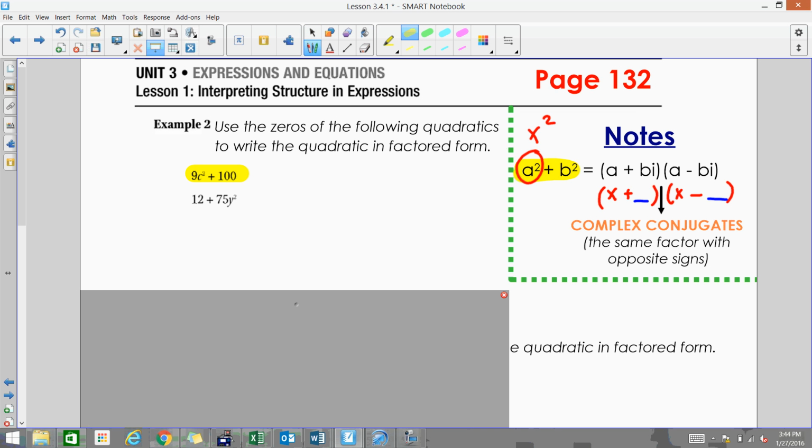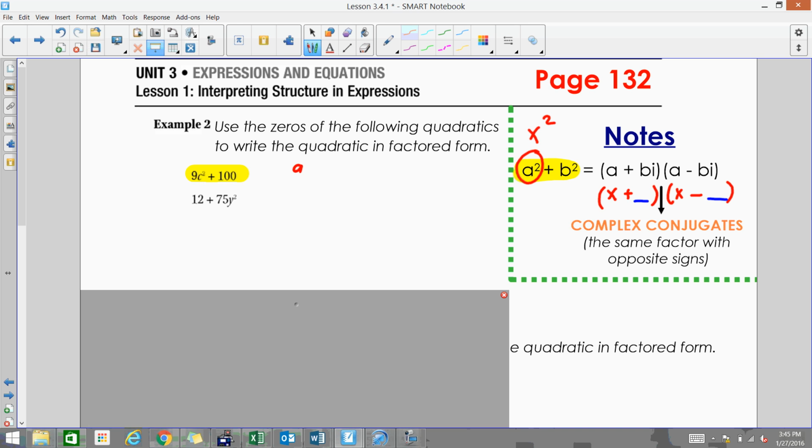We're going to start with 9c squared plus 100. So what we're going to do is use zeros of the following quadratics to write the quadratics in factor form. So we're not going to follow directions of what it says there. Same with your homework. We are going to rewrite this using zeros. So we first need to find our zeros or our x-intercepts.